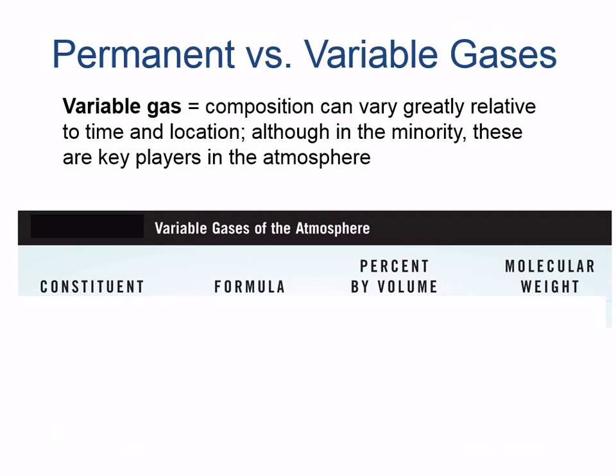Okay, so that was permanent gases, and this is variable gases. There's 3 variable gases that I want to talk about. They're variable because their composition varies, and depending upon where you are on the planet, their composition will vary. Now remember, these are gases in the atmosphere. So when you see them, you're like, oh yeah, I get it.